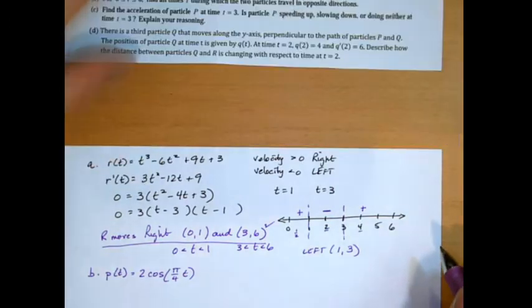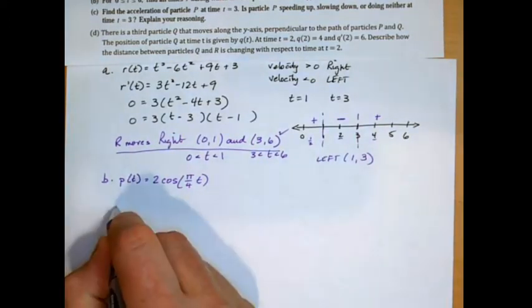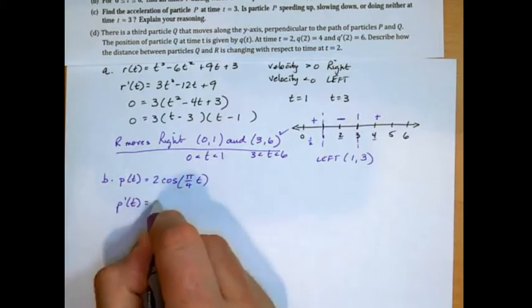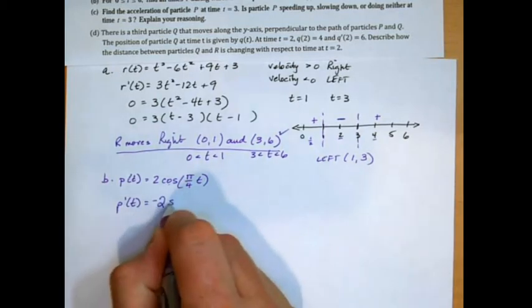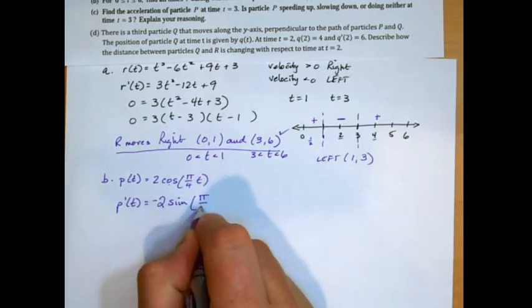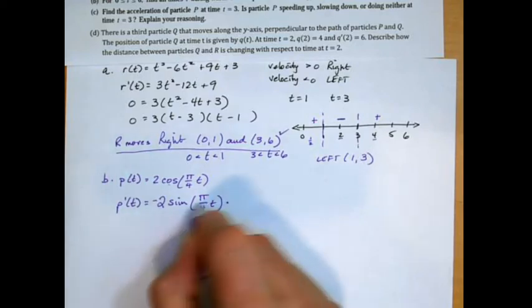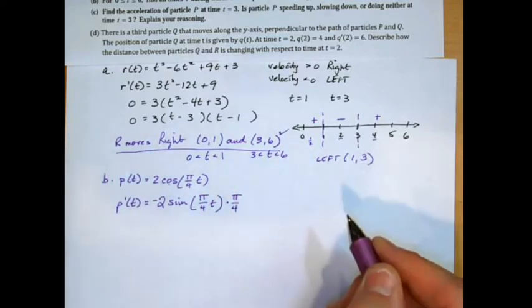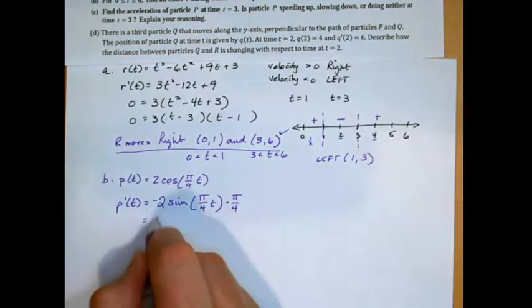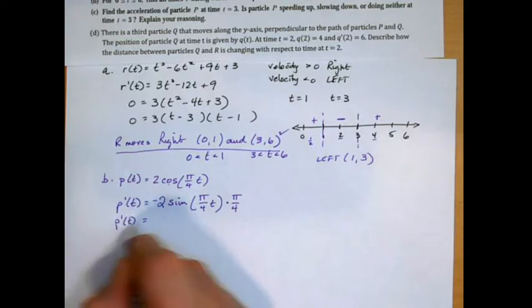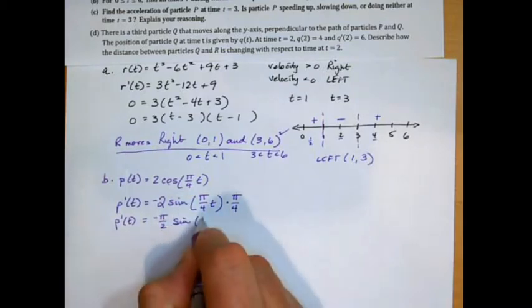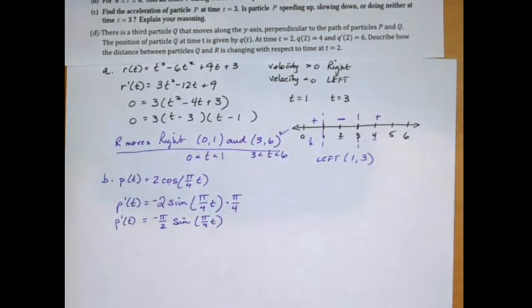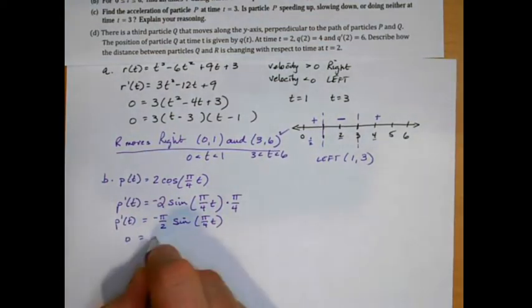So we need P, and we need to find P prime of t. That's 2, and the derivative of cosine is negative sine, so I'm going to put that out front, of pi over 4t. Oh, we have a little chain rule, so we have to multiply that by pi over 4. If we clean this up, we get the derivative of P equal to negative 2 times pi over 4, which is negative pi over 2, times sine of pi over 4t. We're going to set that equal to 0.